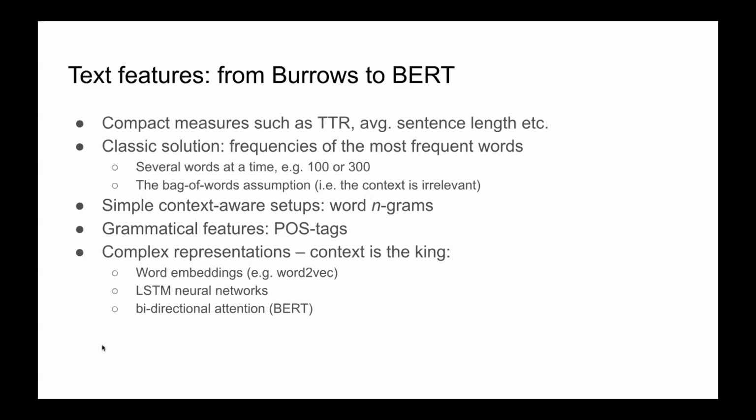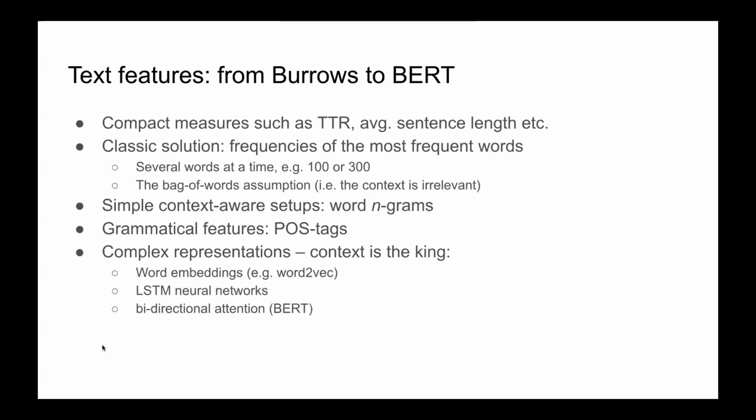But then there came those very fancy representations of text, usually using neural networks. And these are those representations in which the context is what makes the word shine. And this is word embeddings, or the word2vec algorithm and other algorithms doing word embeddings. And we will be focusing on that approach in a minute.